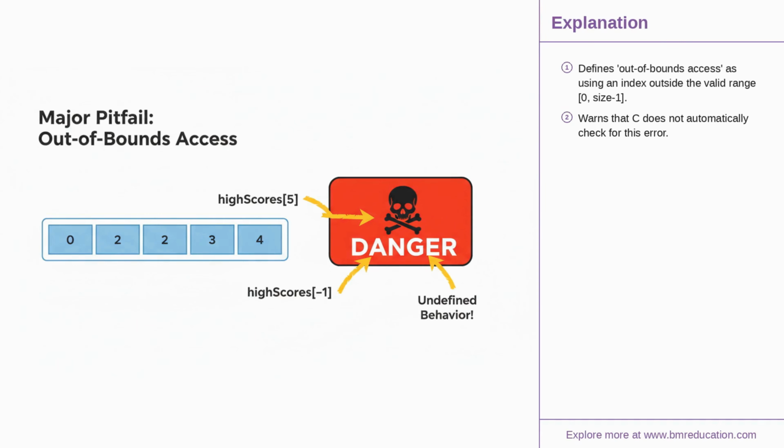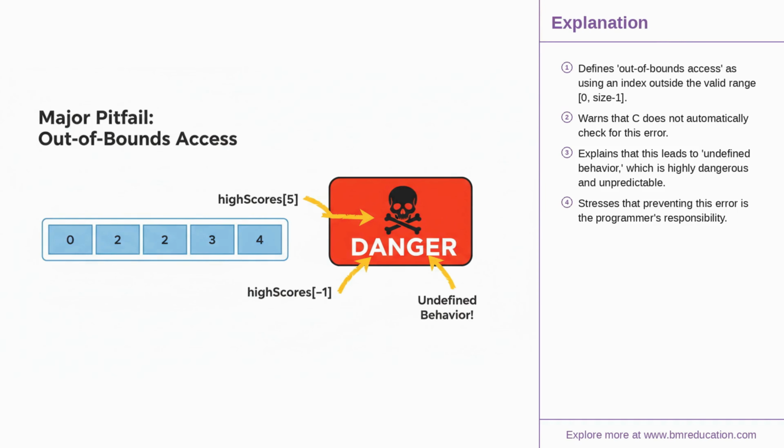Now for a critical warning. What happens if you try to access an index that doesn't exist, like highScores[5] in our size 5 array? This is called an out-of-bounds access. C does not prevent this. Instead, it leads to undefined behavior. Your program might crash, corrupt data, or even create a security vulnerability. It is your responsibility as the programmer to always stay within the valid index range.